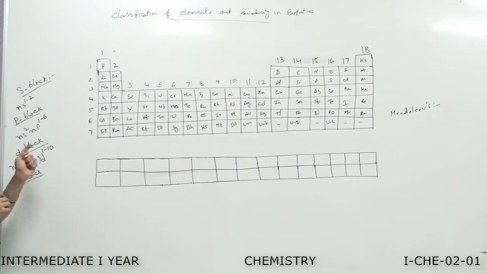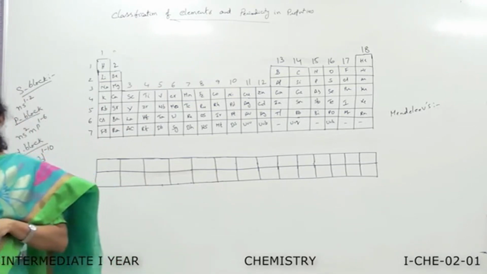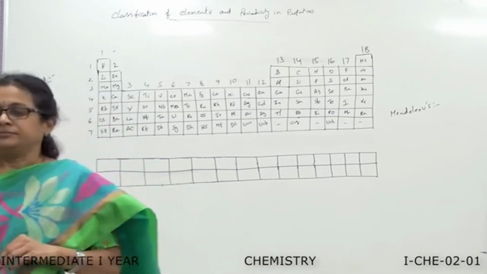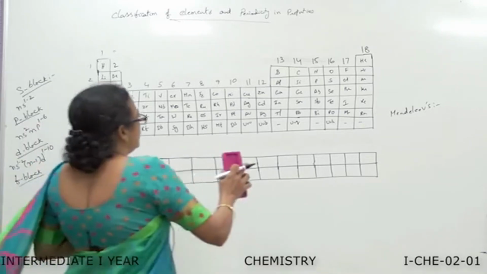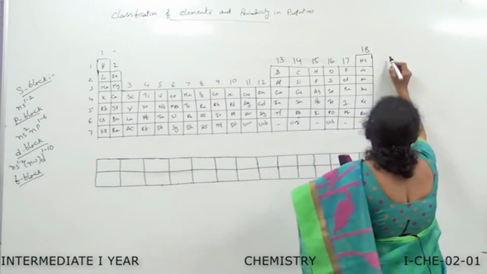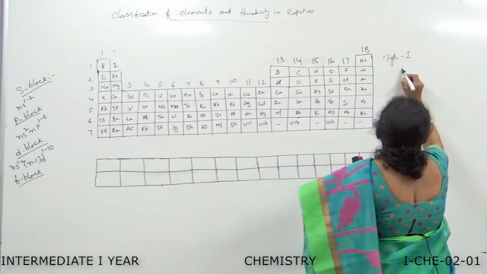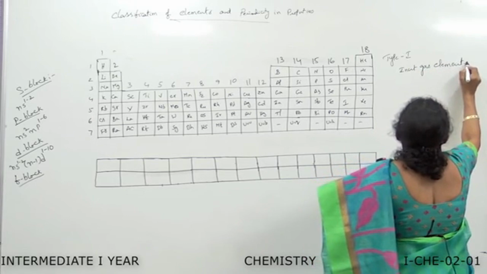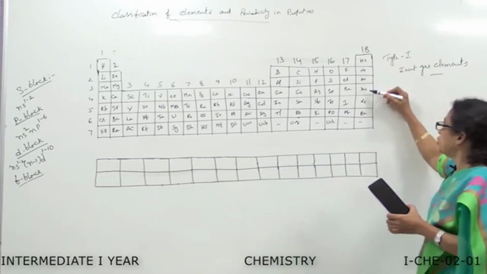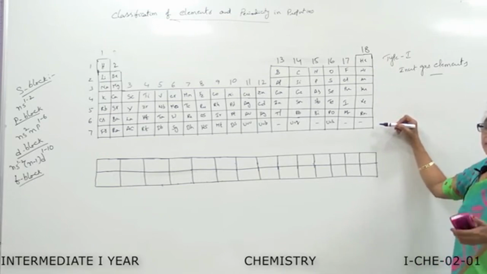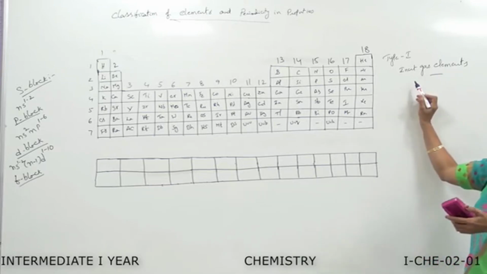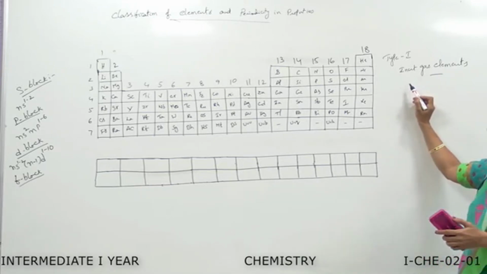Next, these elements in the periodic table are also classified based on complete and incomplete shells. First type is inert gas elements. In this, only group 18 comes under this type. In this, the outermost shell is completely filled. In type 1, the outermost shell is completely filled.